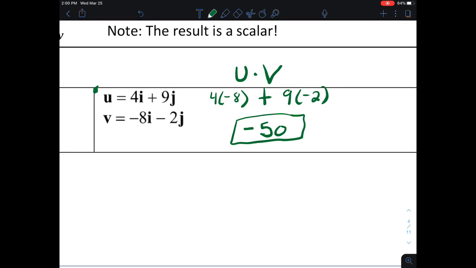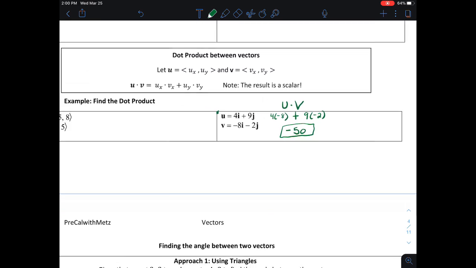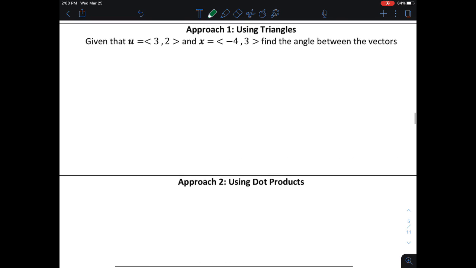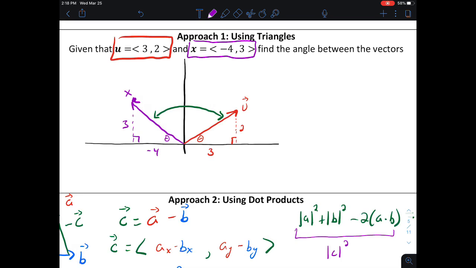Now the dot product is useful in terms of helping us find the angle in between two vectors, which is where we're going next. Trying to find the angle in between two vectors, one option that we have is to draw the vectors out and make triangles to help us solve for the angles in between them. I went ahead and graphed vector u and vector x. And the angle in between them is going to be the angle in green. So the overall angle here is the angle between.